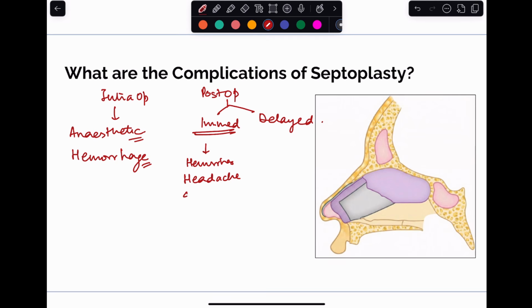And the second thing that the tight nasal packing can cause is eyelid edema. So this is something that will resolve the moment you remove the pack. Next are the delayed complications.